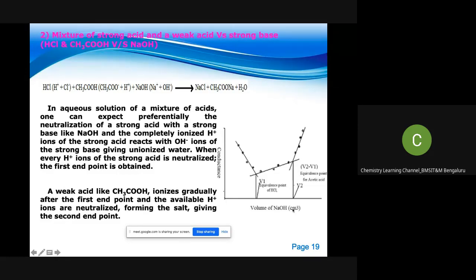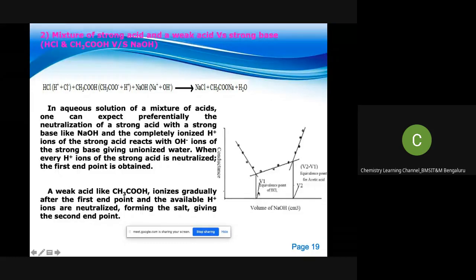And from 0 to V2. Is it the volume of NaOH required to neutralize acetic acid? No. It is the volume of NaOH required to neutralize both HCl and acetic acid. Then how much is the volume of NaOH required to neutralize only acetic acid? It is this region. That is V2 minus V1. So V2 minus V1 is the volume of NaOH required to neutralize only acetic acid.